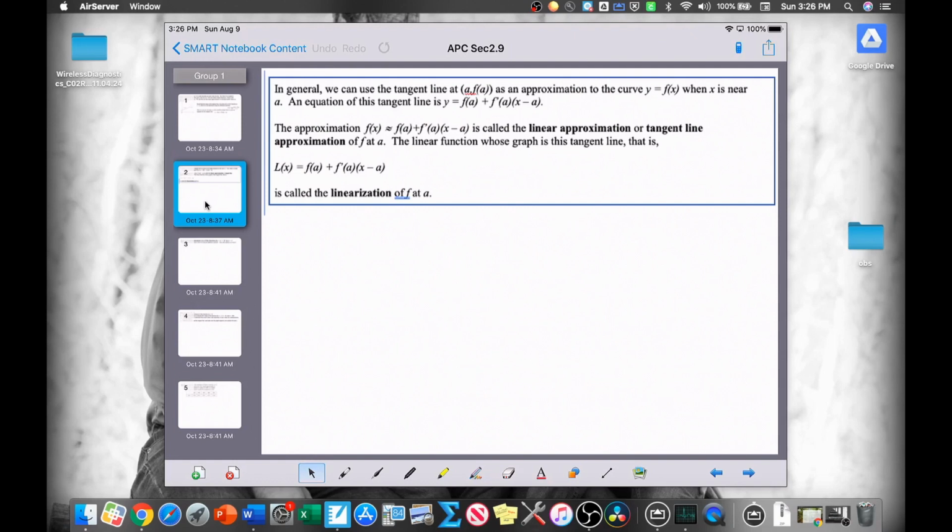So in this section, we are talking about linear approximations, but what you need to understand is that a linear approximation is merely the same thing as a tangent line at a given point on a curve.